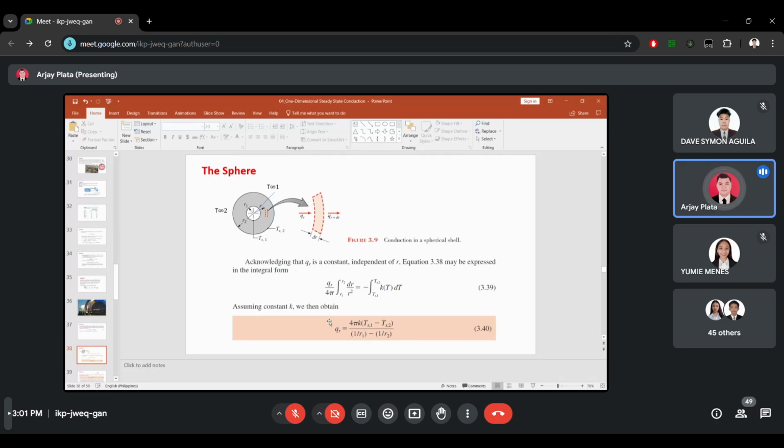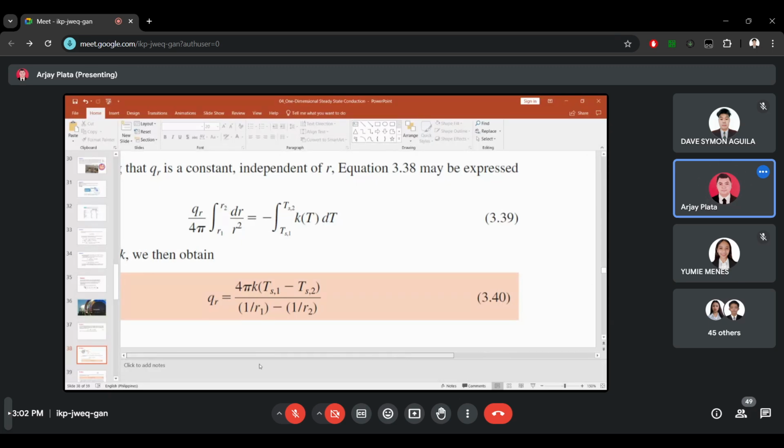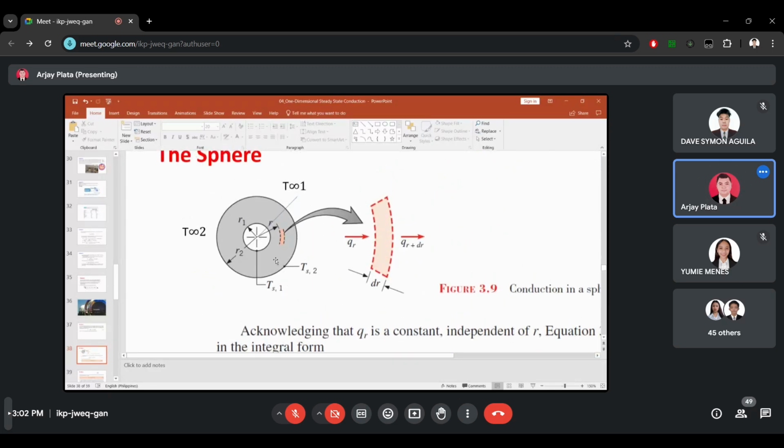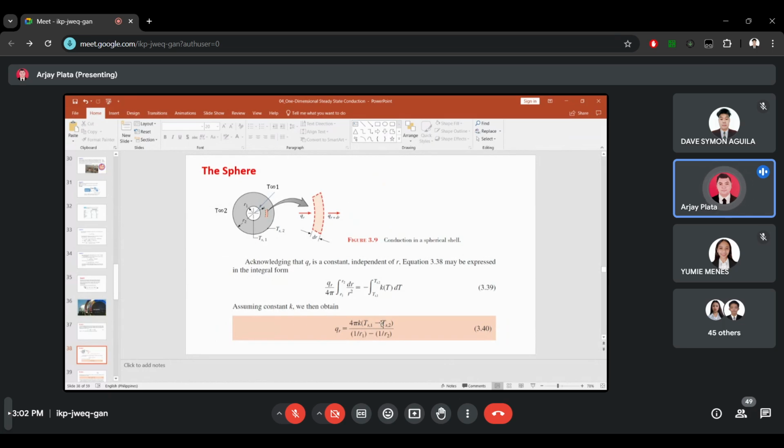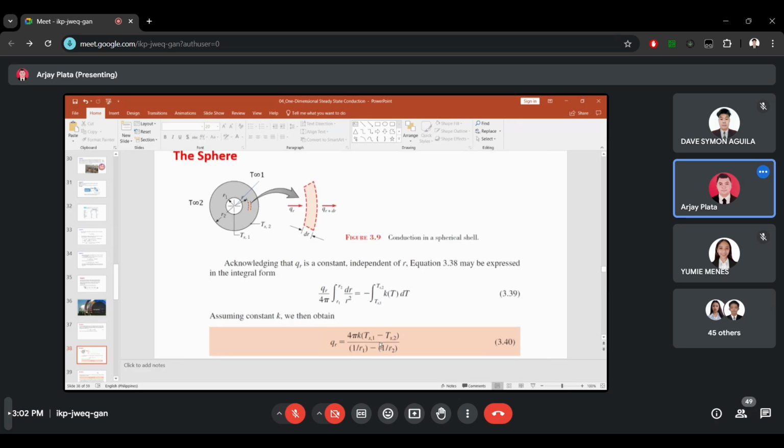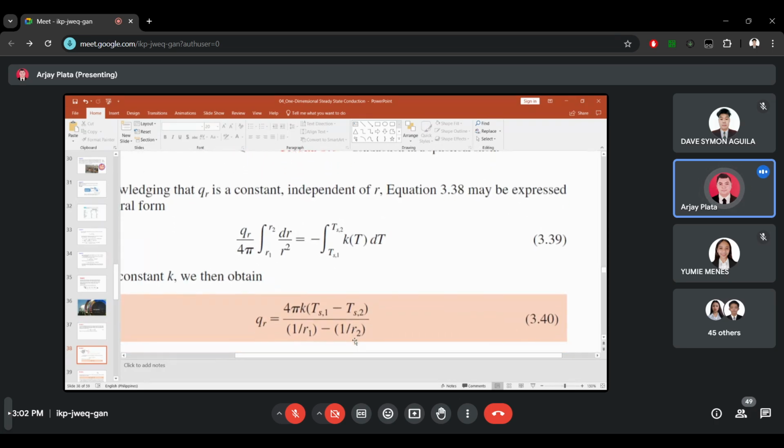So q_r equals 4 pi k multiplied by delta T, which is T_s1 minus T_s2. In this figure, T_s1 is the temperature of the inside surface and T_s2 is the temperature of the outside surface. That's why we have T_s1 minus T_s2 all over 1 over r1 minus 1 over r2. This is our equation 3.4.